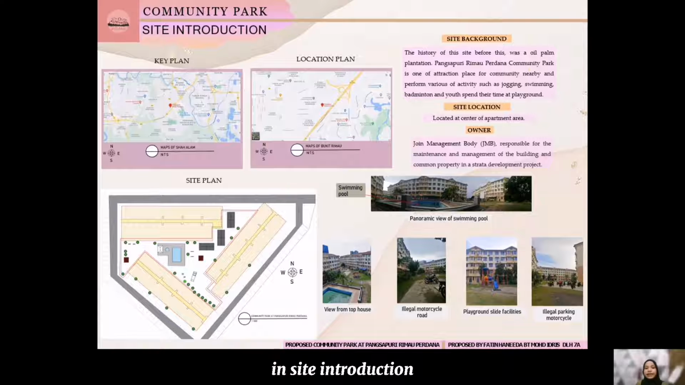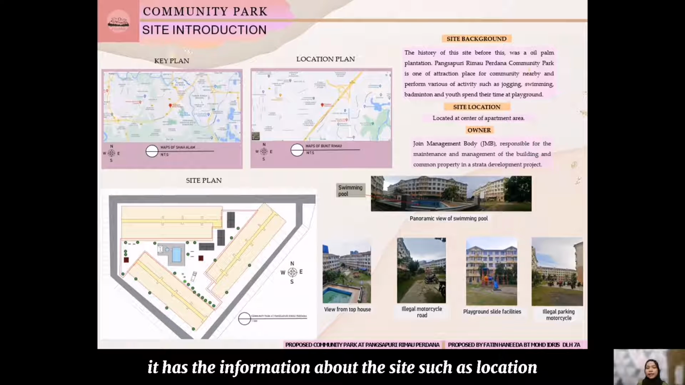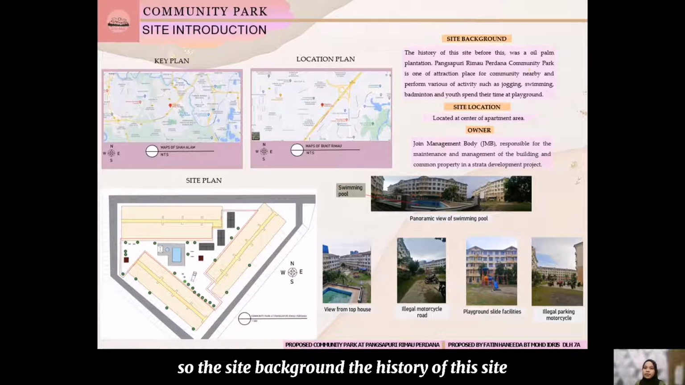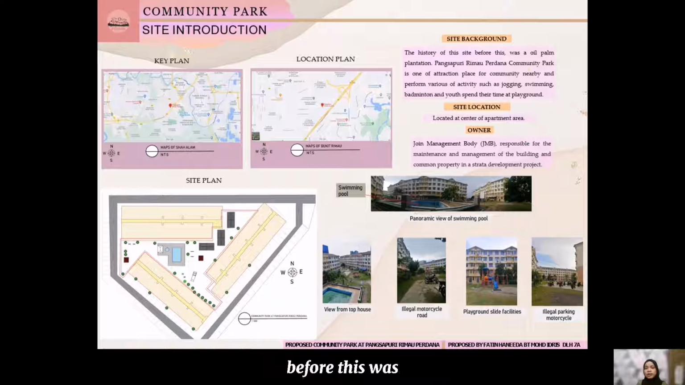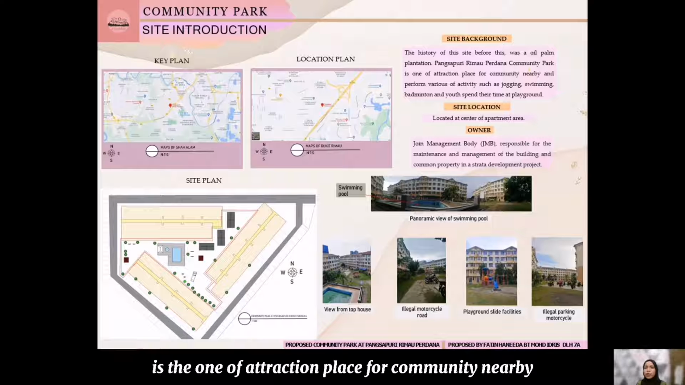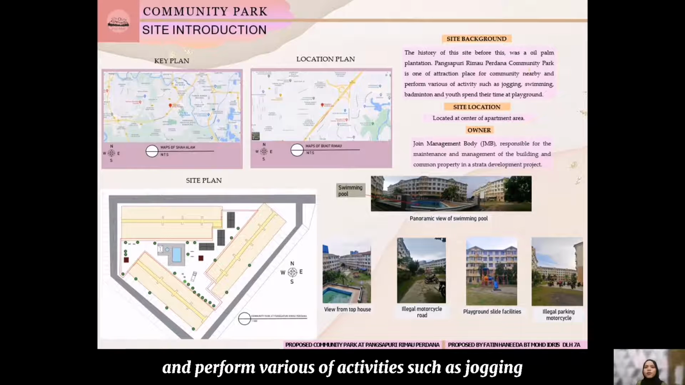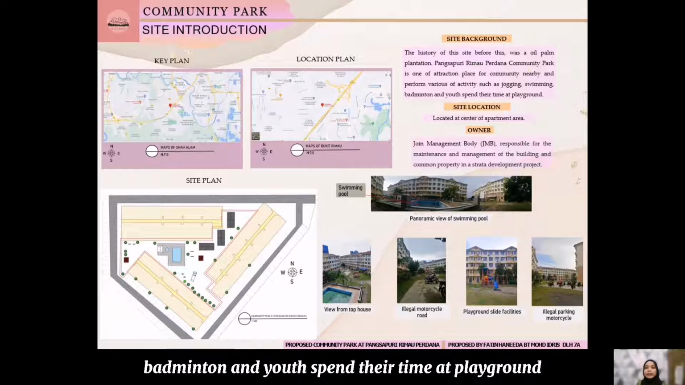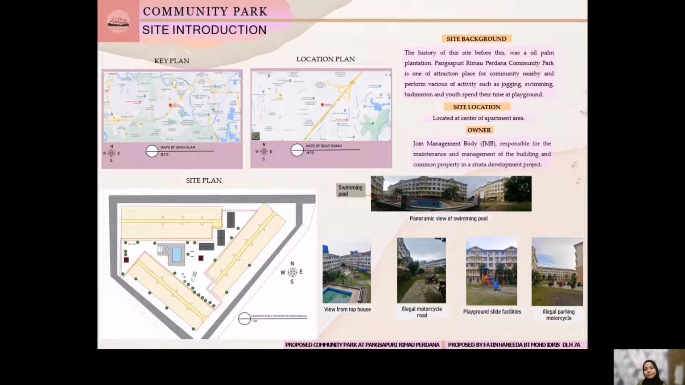In site introduction, it has the information about the site, such as location, history, and existing site condition. So the site background, the history of the site before this was an oil palm plantation. This site, known as Pangsapuri Rimau Perdana Community Park, is one of the attraction places for the community nearby and performs various activities such as jogging, swimming, badminton, and youth spend their time at the playground.